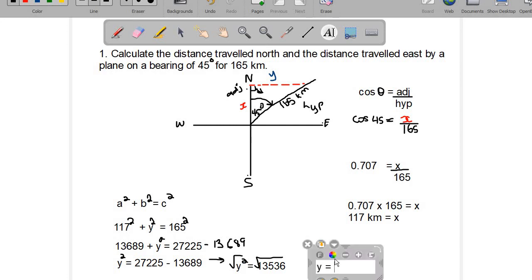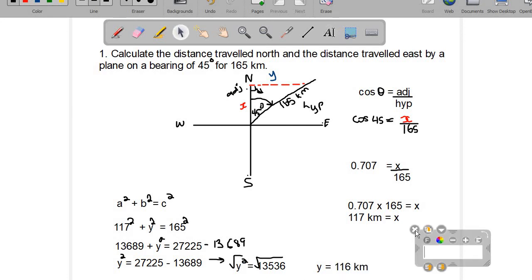okay, so the square root of this number is, and I'm just going to round it to the nearest whole number. Alright, I got 116.344. I'm going to round that to the nearest whole number, and that would be 116 kilometers.